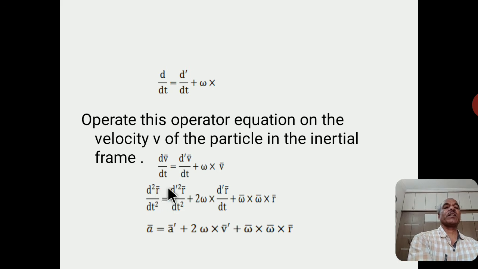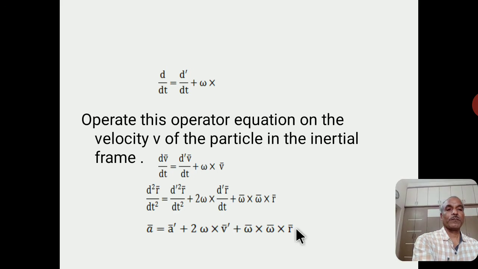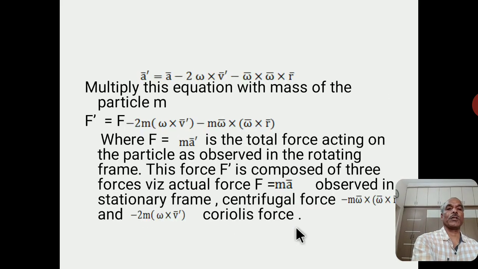So the left hand side of this equation represents the acceleration of the particle. Therefore, all the terms on the right hand side must represent acceleration. Hence, a' represents the acceleration of the particle in S' frame of reference. ω cross v' represents the Coriolis acceleration. ω cross (ω cross r) represents the centripetal acceleration.